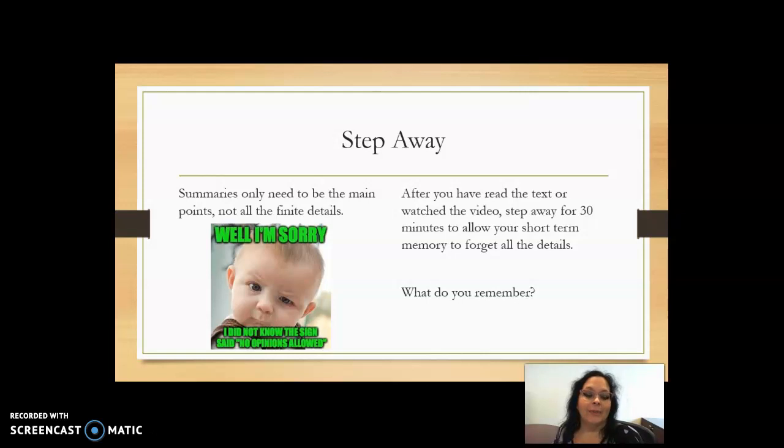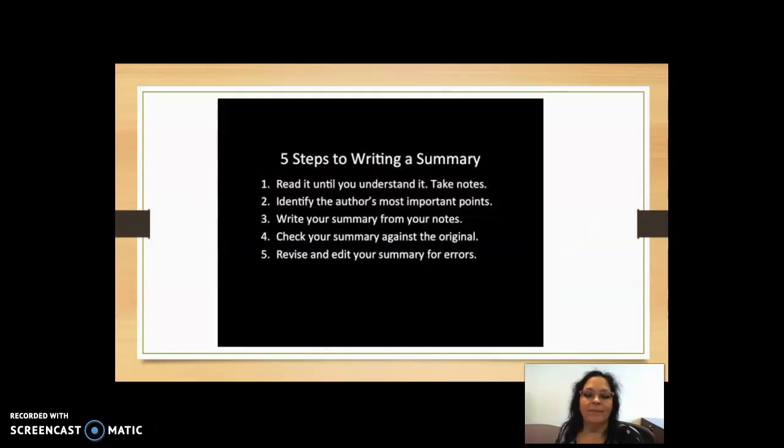Notice my little guy here says, well, I'm sorry, I did not know the sign said no opinions allowed. That's because we don't need your opinion. We don't need to know what you thought of what you read or what you watched. We just need to know what they said. So it's just reporting, but in your own words.